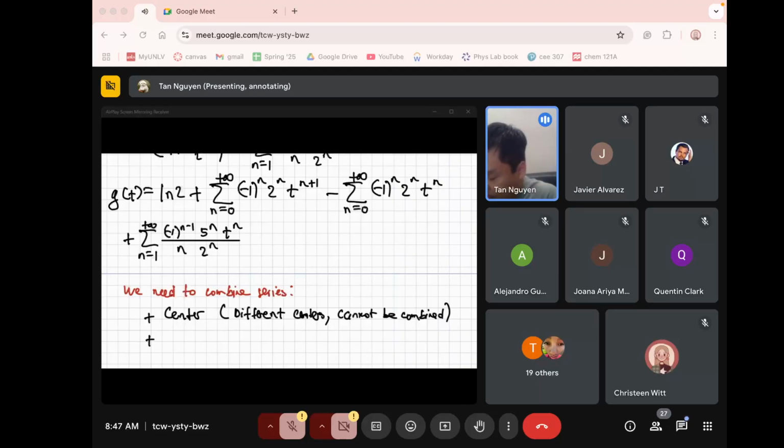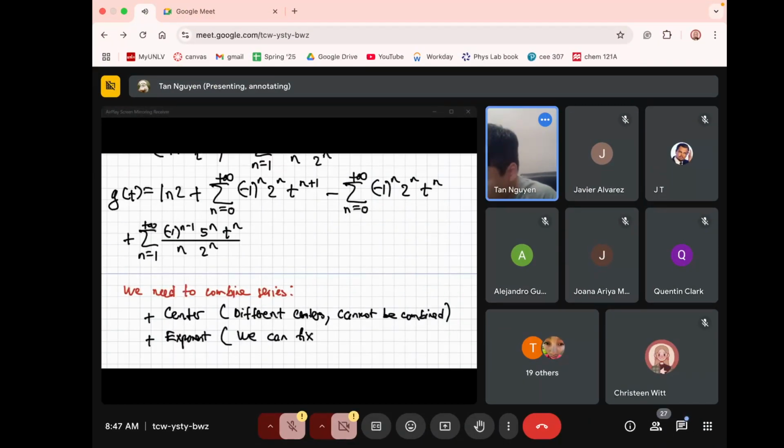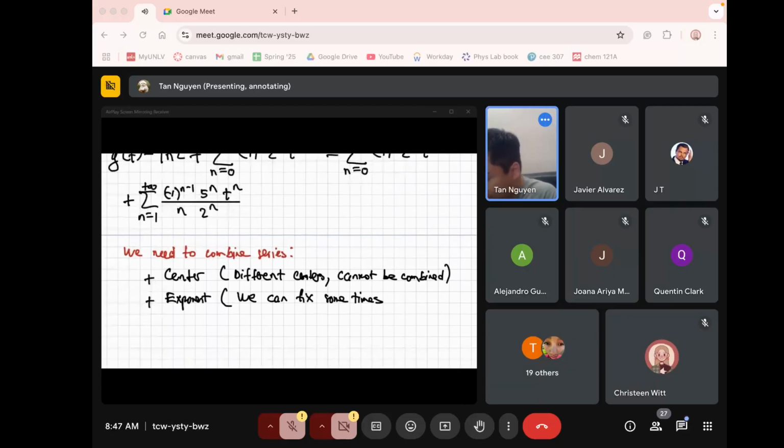Next, the exponent. Sometimes you can fix. We can fix sometimes if they're not the same. Not all the times though. Okay, we can fix sometimes. And lastly, the starting index. This we can fix all the time. Can fix all the time.